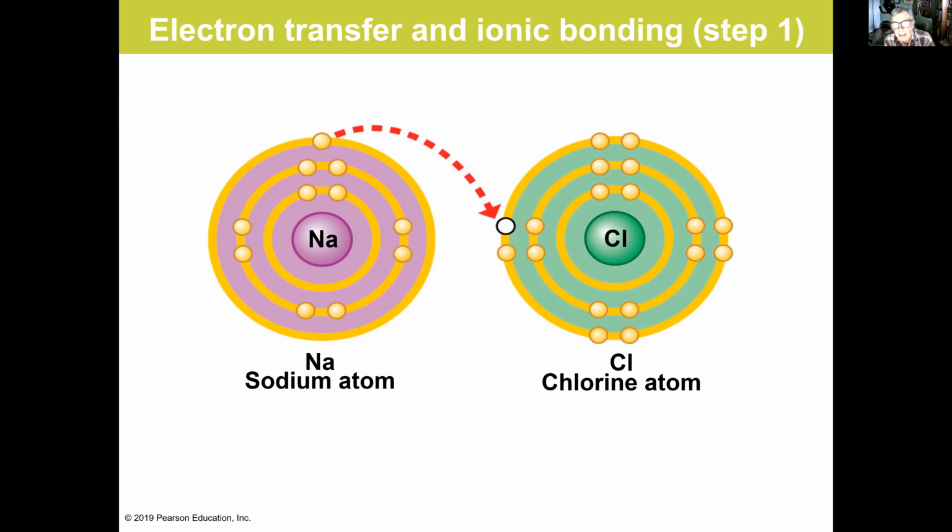Chlorine is also unhappy. 17 electrons. 2 in the first, 8 in the second for 10, and 7 in the third. Ooh, so close. There's 1 more, and I can get a full valence shell. I can be happy. So sodium and chlorine are made for each other.